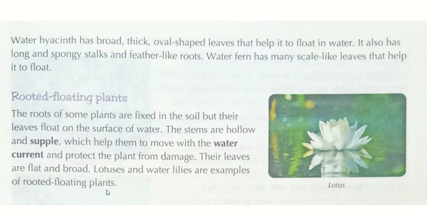So about rooted floating plants, it is written that the roots of some plants are fixed in the soil, but their leaves float on the surface of the water. The stems are hollow and supple. Supple means very flexible, so they can move with the water current or the waves without damaging themselves. Some examples of rooted floating plants are lotus, water lily, etc.